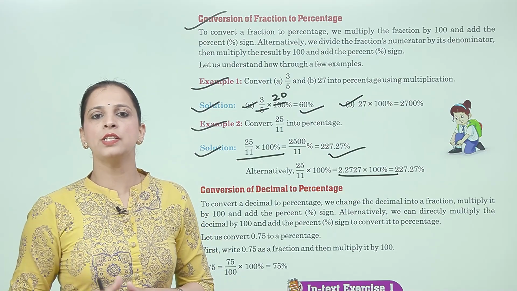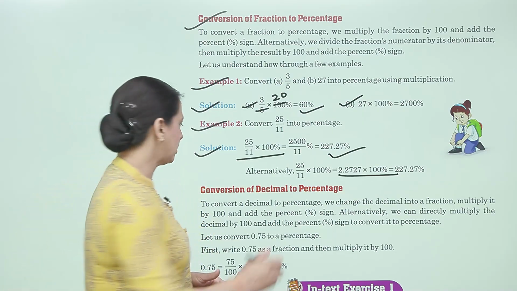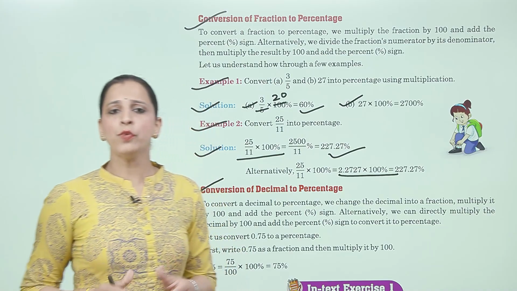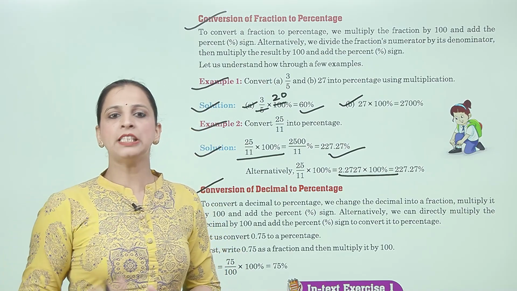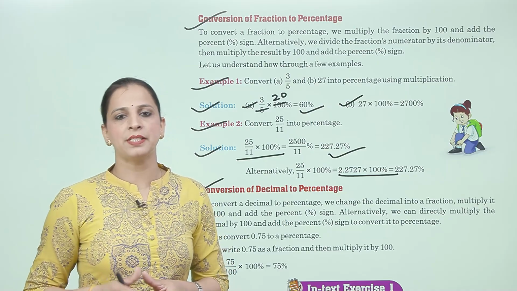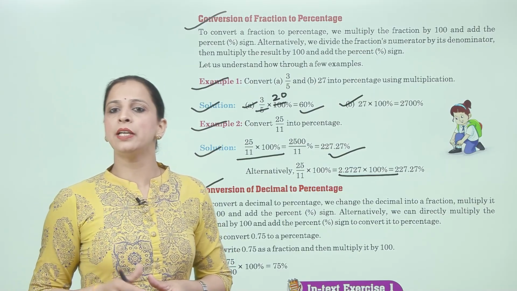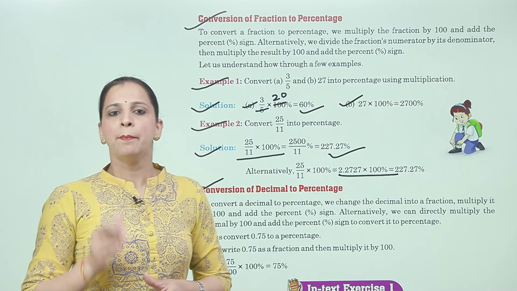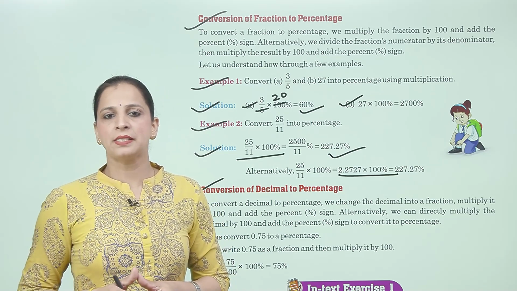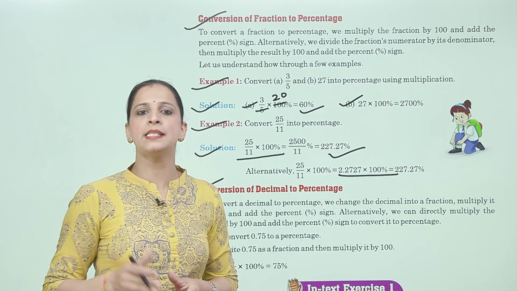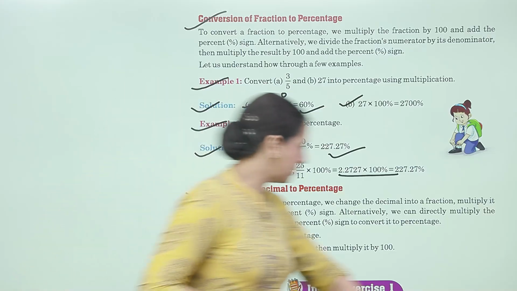Now conversion of decimal to percentage. To convert a decimal to percentage, we change the decimal into fraction, multiply it by 100 and add the percentage sign. Alternatively, we can directly multiply the decimal by 100 and add the percentage sign to convert it to percentage. Let us convert 0.75 to a percentage.